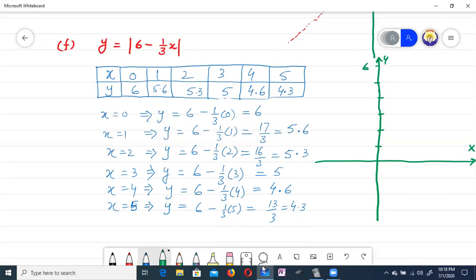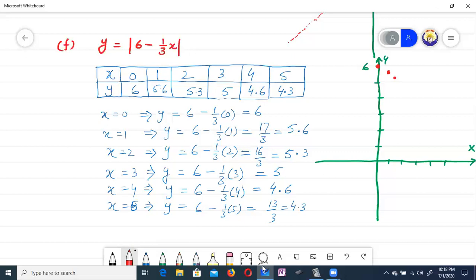It means x is 0, y 6. X is 1, along x-axis also I can mention here 1 2 3 4 5. Then x1, y is 5.6. This is 5, 5.6 will be here. Then x2, y is 5.3. 5.3 will be little bit more than 5.